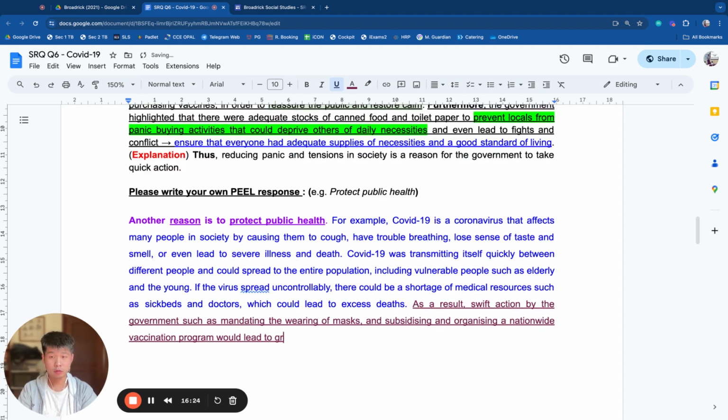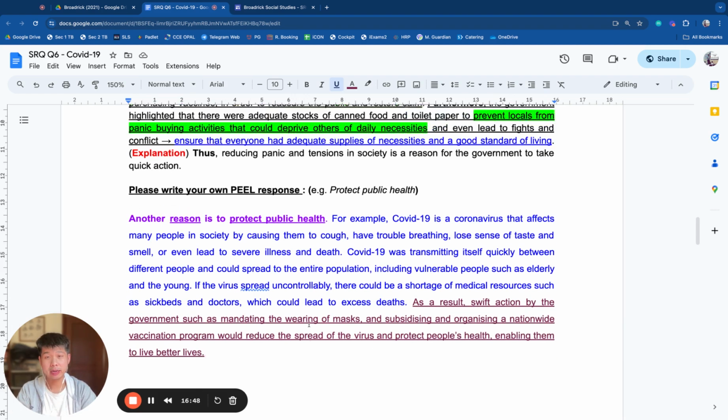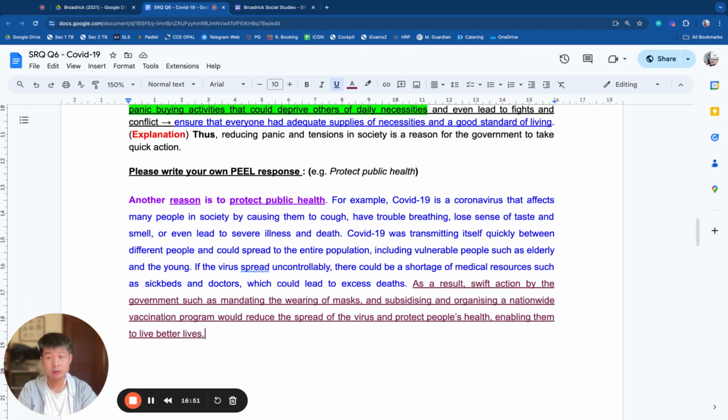greater, would reduce the spread of the virus and protect people's health, enabling them to live better lives, right? And more comfortable lives. So the government action would help to reduce the spread of the virus and help them live better lives. That's why it's important. The government is the only one that can do this. Government resources were required to protect lives on a national scale.